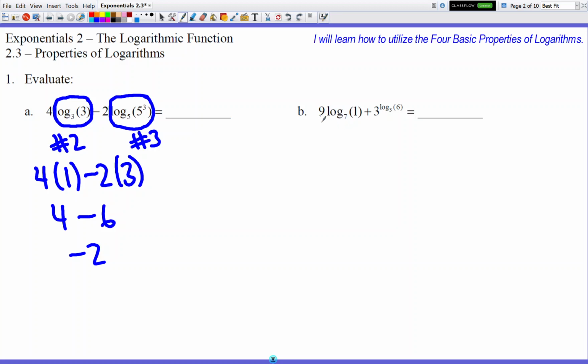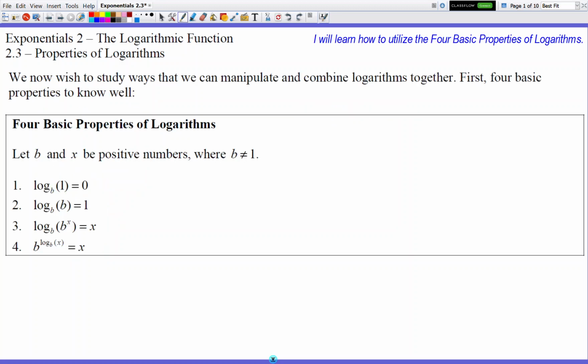Like if I circle this 9, yes, I'm looking for the next one that I'm going to do. Let's go to problem B. So if I circle a 9, there's a number in front of the word log. So let's look at our properties. Does any of these properties have a number in front of the word log?